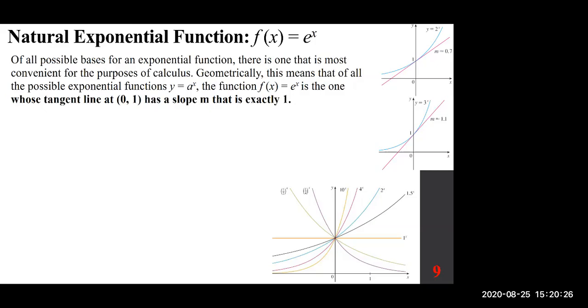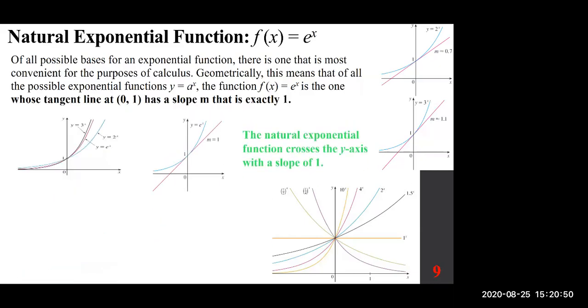When we do the tangent, and we discuss the tangent line with more details, I guess everybody has some idea, later on when we delve into more of calculus. At its y-intercept, for one of them the slope is 0.7, for one of them it is 1.1, and for the natural exponential function, that slope is equal to 1. So that's one of the importances of this function.